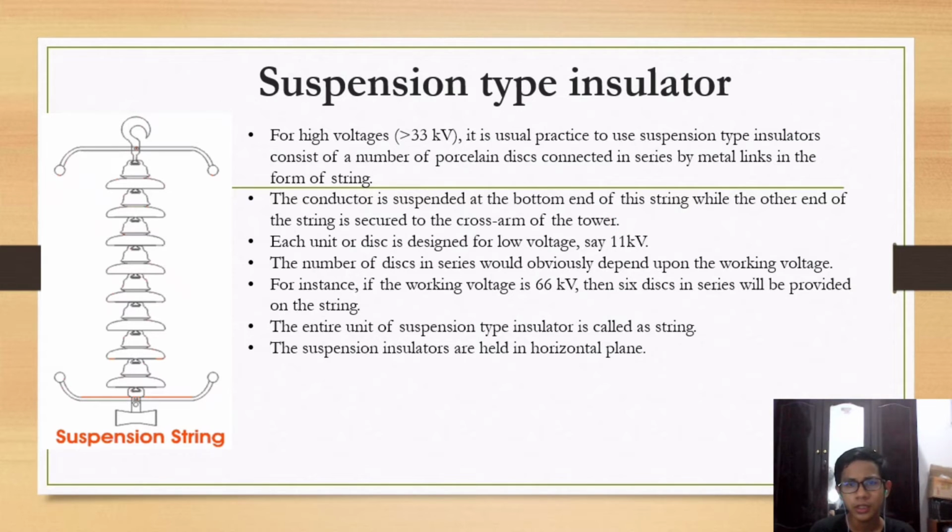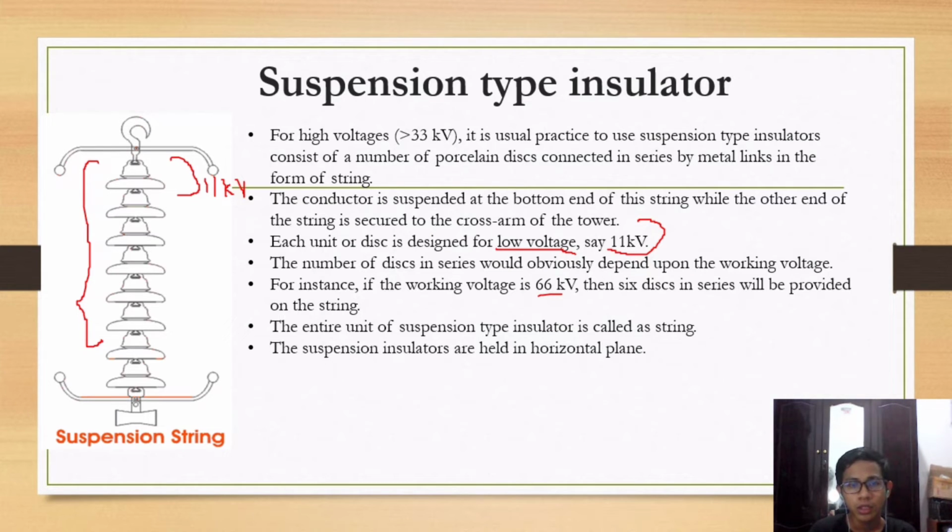Each unit is designed for low voltage, say 11 kV. That means each unit is rated at 11 kV. The number of these units in series would obviously depend upon the working voltage. For instance, if the working voltage is 66 kV, then 6 discs in series will be provided on the string.